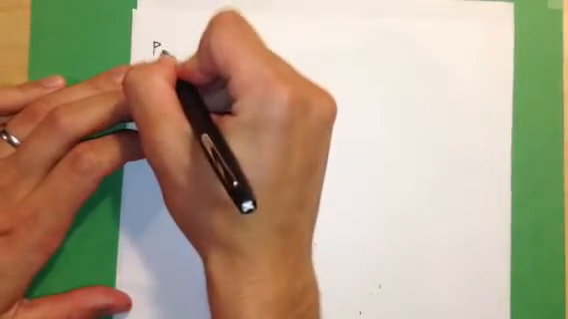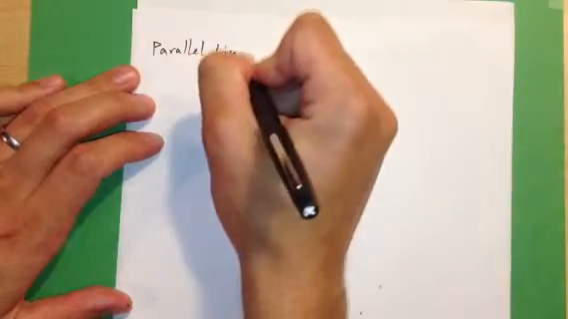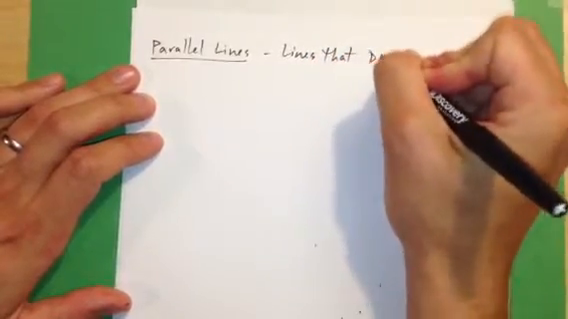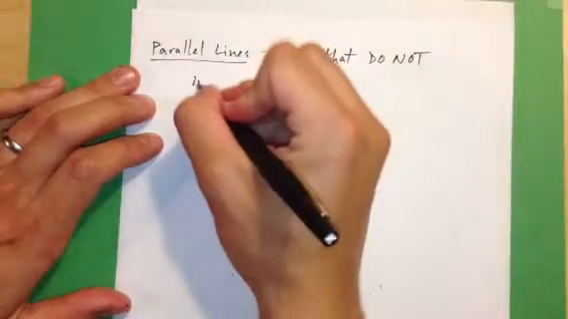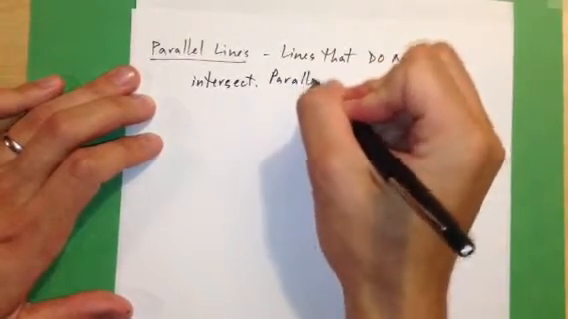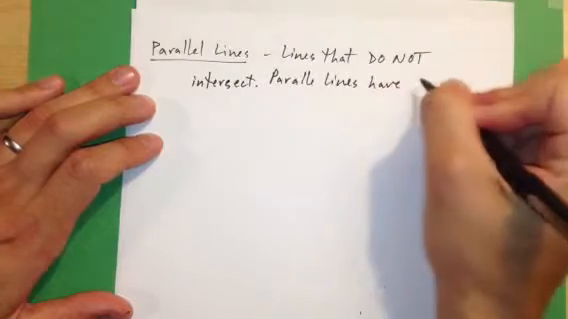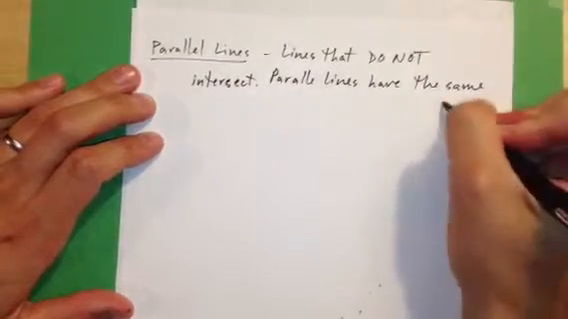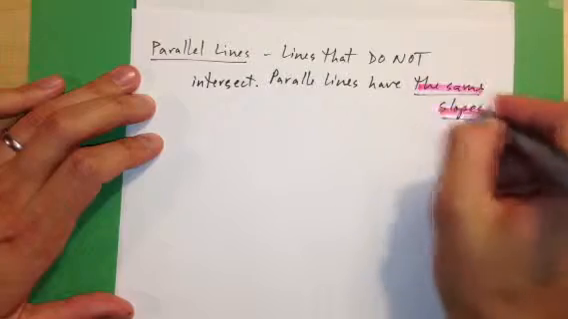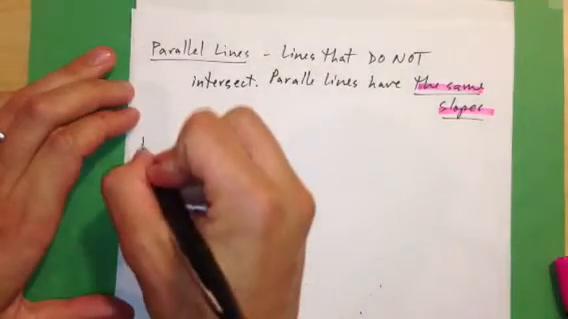Okay, let's go over a few quick definitions right here. Parallel lines are lines that do not intersect. Parallel lines have the same slopes. It's very important. Parallel lines have the same slopes. What about perpendicular lines?